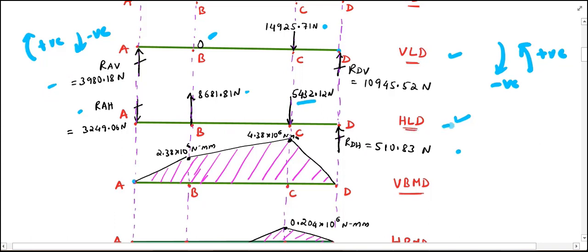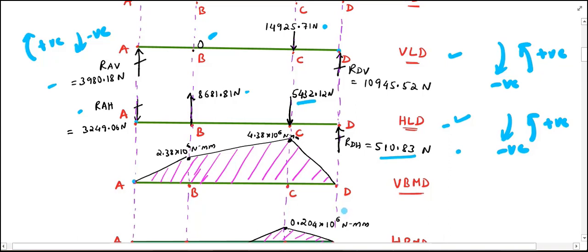Similarly, from the HLD diagram, taking moments about A, RDH into 1500 minus 5432.12 into 1100 plus 8681.81 into 600 will be equal to 0. These will be considered as positive, and these will be considered as negative. Upon solving, I'll get the RDH value is equal to 510.83 newtons.